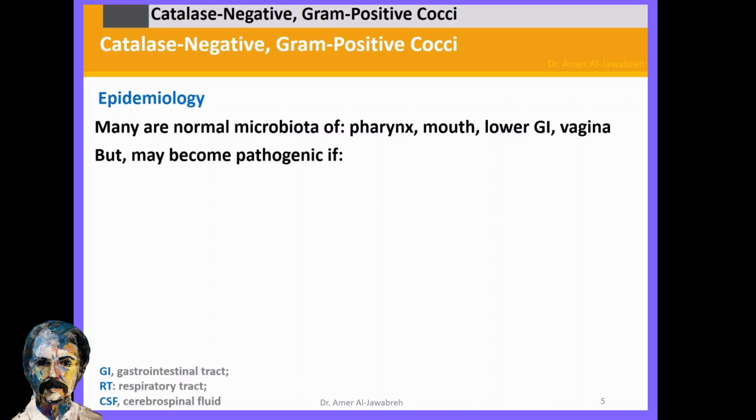Many of these Streptococci are normal microbiota. They reside in the pharynx, inside your mouth, deep inside the pharynx, the outer part, the lower GI tract, intestines, and vagina, especially agalactiae, the group B, and may be pathogenic if we have the following conditions.